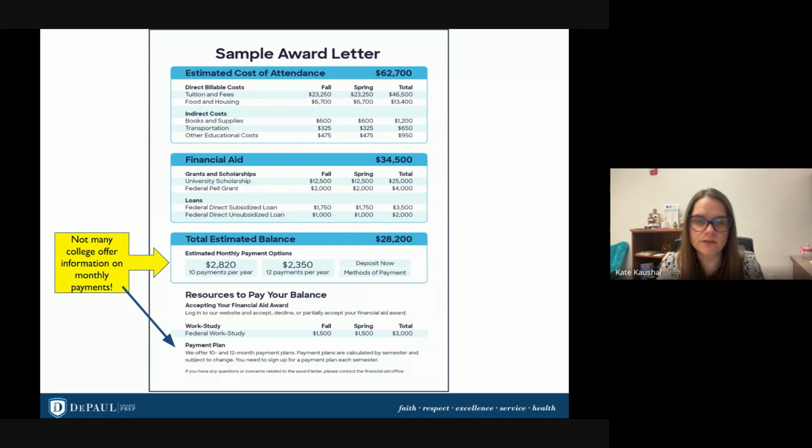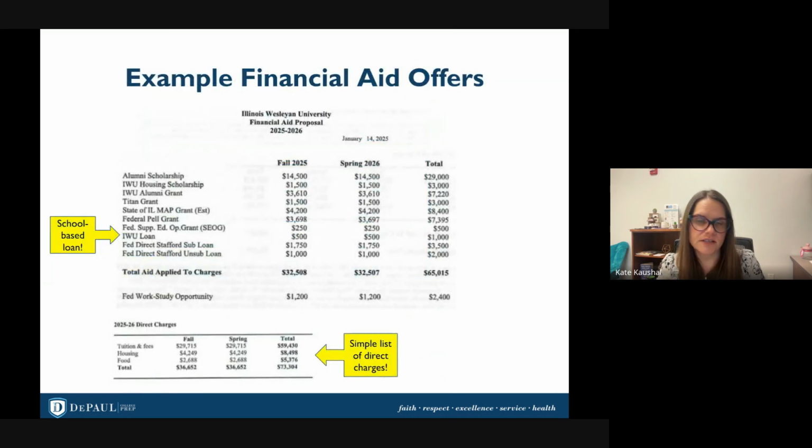Okay, and then I'm going to flip it over to my colleague to give you a different award offer. I keep saying award offer because there are too many terms. Financial aid offer. Go ahead.